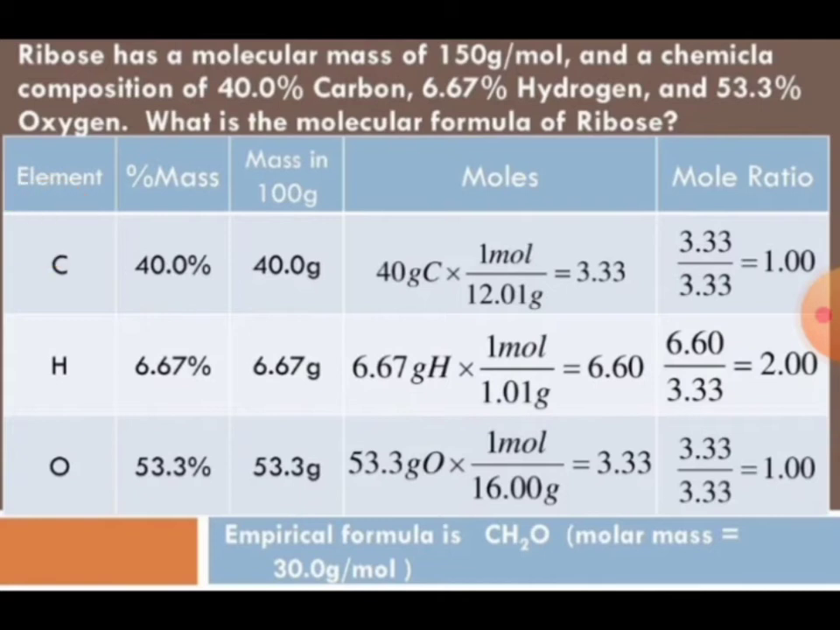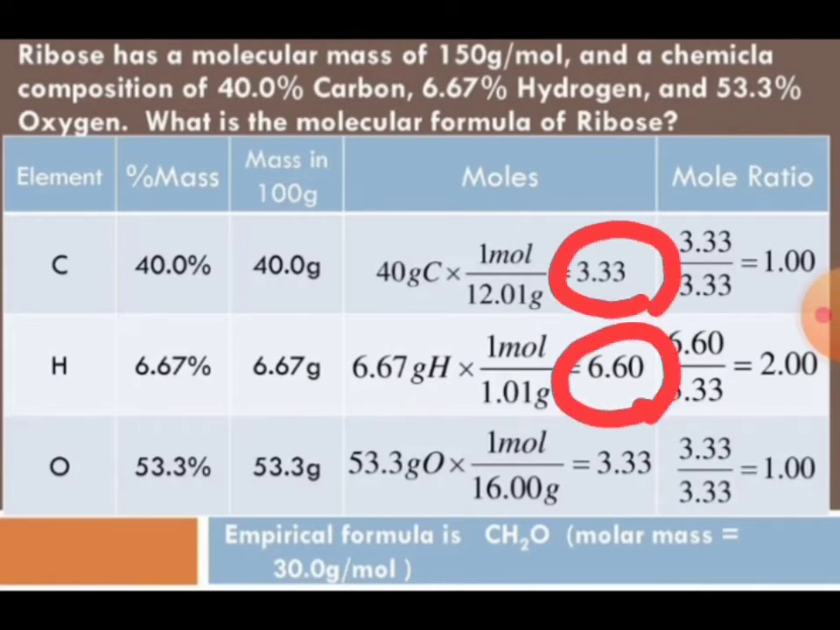Similarly, hydrogen mass is 6.67, molar mass is 1, we will get 6.60. Similarly, oxygen mass in the question is 53.3 grams divided by mass of oxygen is 16. So 53.3 divided by 16 will get 3.33. So children, carbon number of mole is 3.33, hydrogen is 6.60 and oxygen 3.33. Now in all these three values, the smallest value is 3.33.